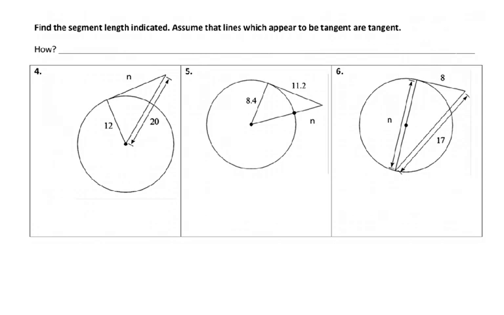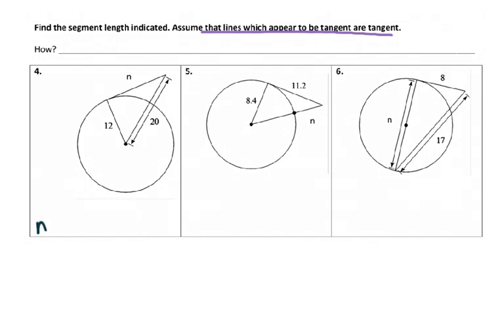Okay, let's do some more. In these problems we're going to be solving for an unknown, so I don't know how long that side is, but it says to assume lines that appear to be tangent are tangent. So we're going to treat this as a tangent line, which means this is going to be 90 degrees, which means I'm going to use my Pythagorean theorem.